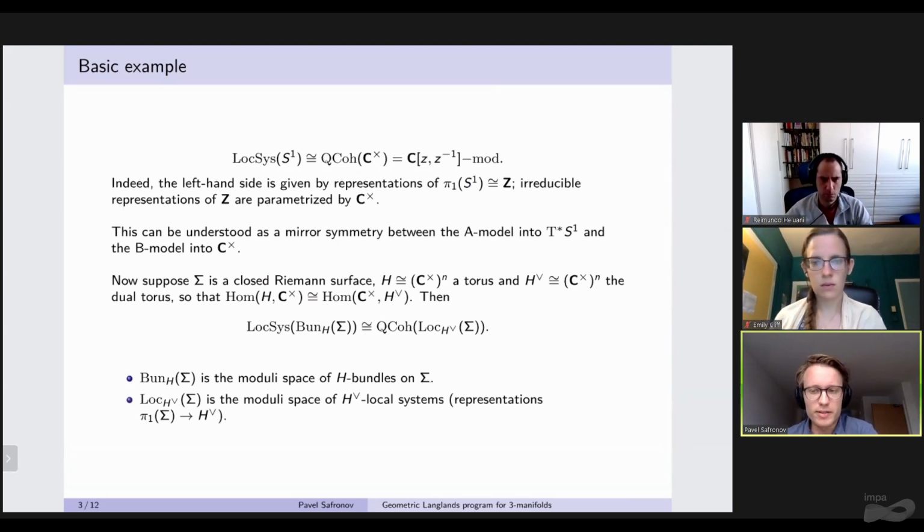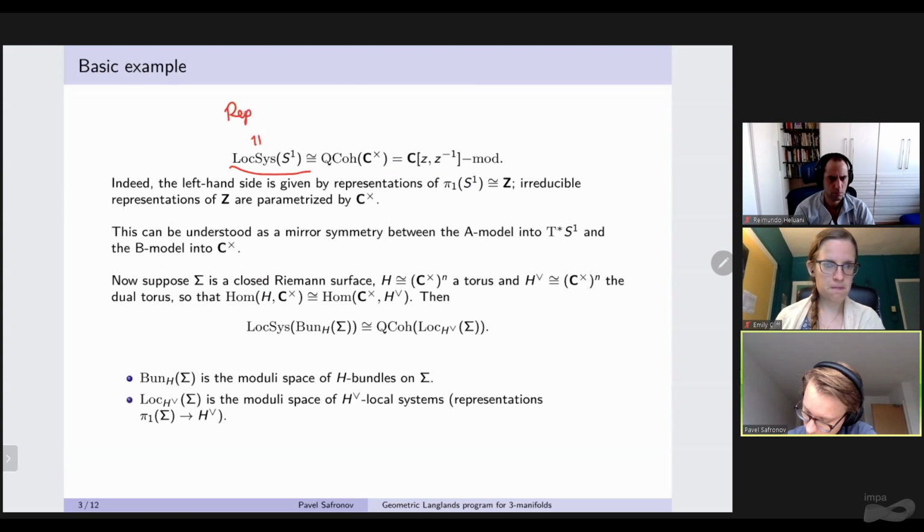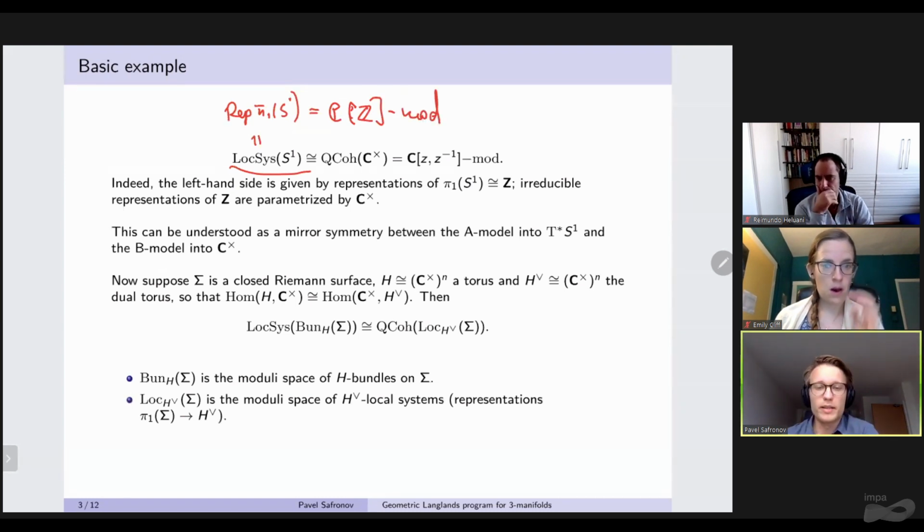So let's look at the category of local systems on the circle. If you think about the category of local systems on the circle, well, what does it mean? It means representations of the fundamental group. And the fundamental group of the circle is just Z. And so representations of the fundamental group are the same as modules over the group algebra. Well, the group algebra of Z is the same as Laurent polynomials in a single variable.